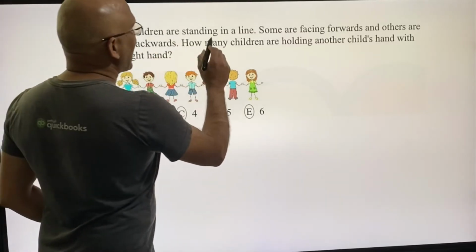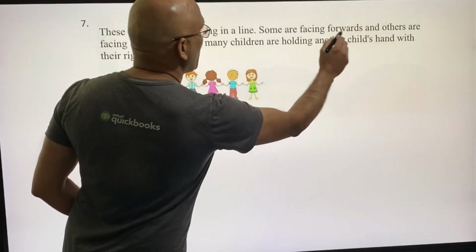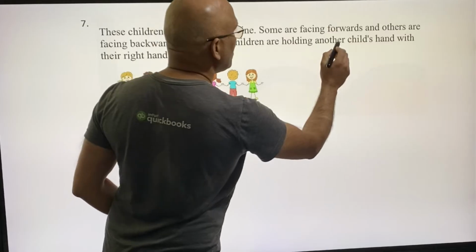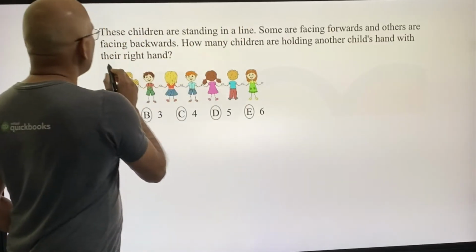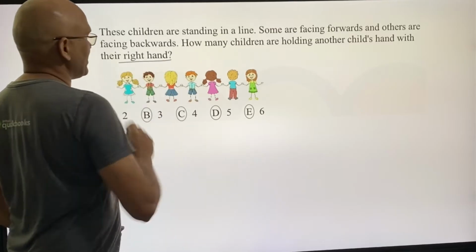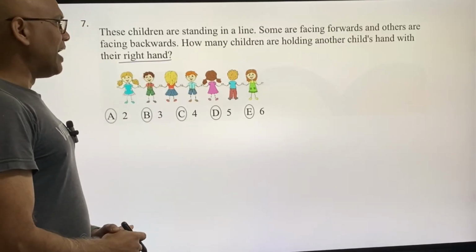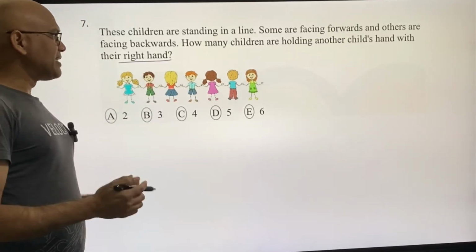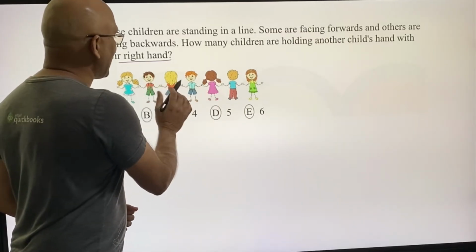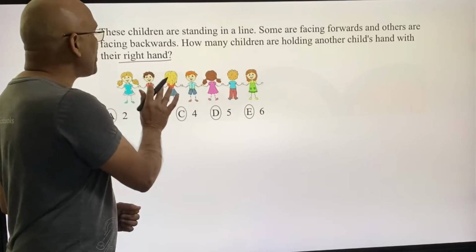These children are standing in a line. Some are facing forwards and some are facing backwards. How many children are holding another child's hand with their right hand? Okay. Now, one thing to notice is the kids inside are using both their hands. So we don't need to check them.